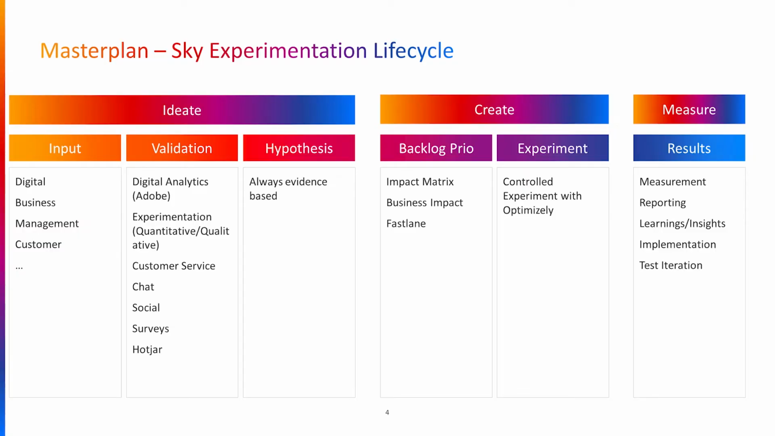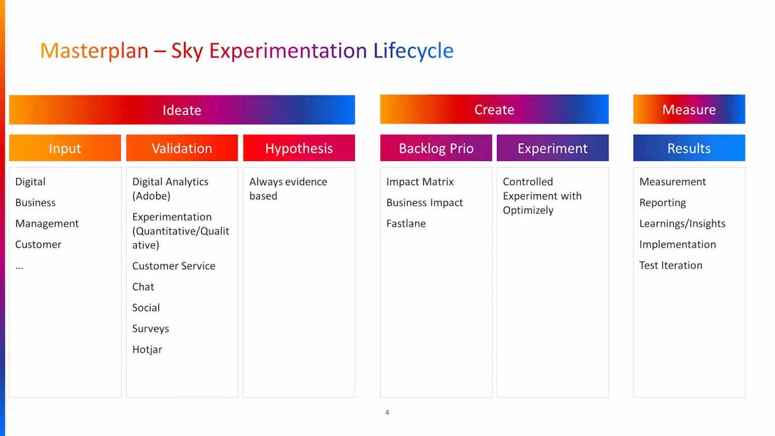Then you need the master plan, I call it. This is our experimentation life cycle. It's divided into 3 phases, basically. It starts with the ideation phase, and the ideation phase is all about creating ideas to test, to evaluate. It's about pulling together data, validating test ideas, and the best output of this phase is a test hypothesis and test idea which is validated, backed up by data.